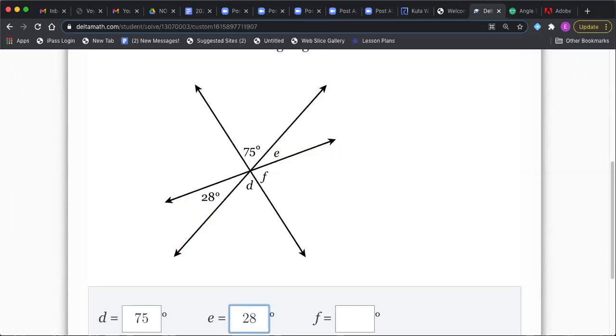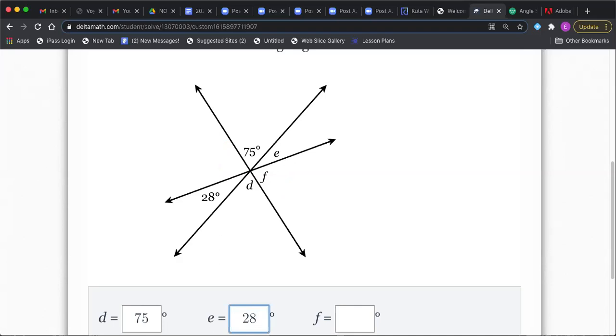However, F. Take a look at F with me. F does have a vertical angle pair. It's this one and this one. The problem is I don't know what either one of them is. If I had known what that was, I would have gotten F for free, but it's not quite free because I don't know what it is. So what am I going to do here? Well, let me show you.